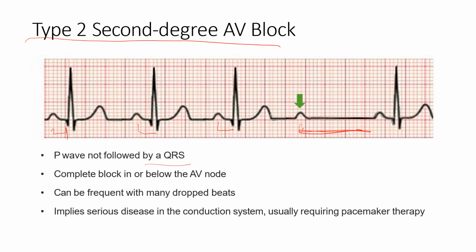P wave not followed by QRS, complete heart block in or below the AV node, can be frequent with many dropped beats. Implies serious disease within the conduction system, usually requiring pacemaker therapy.